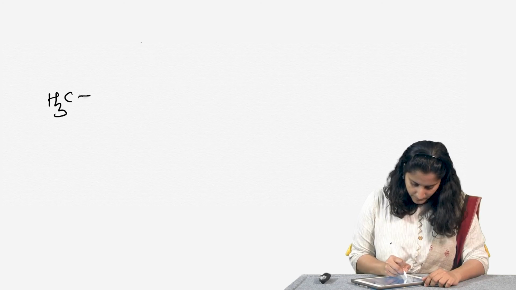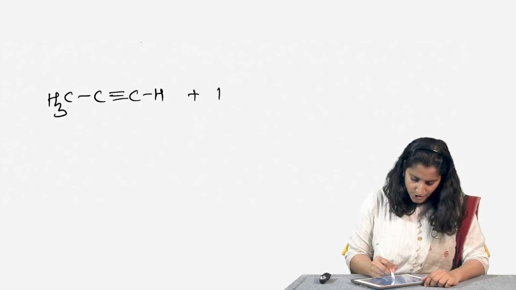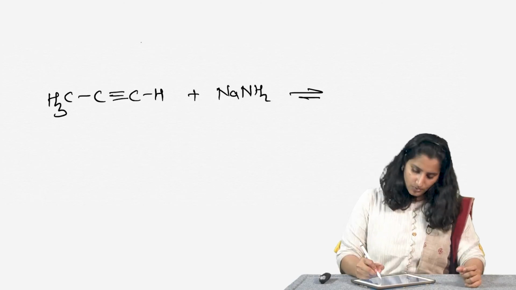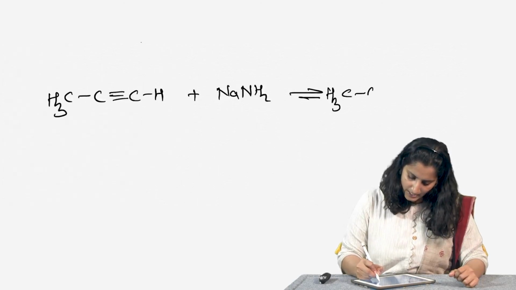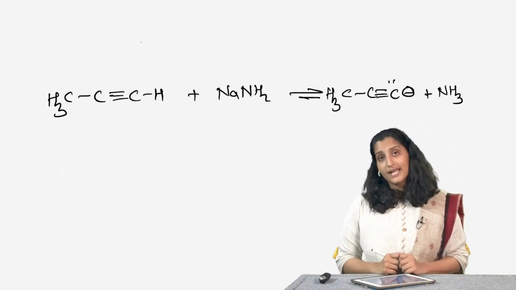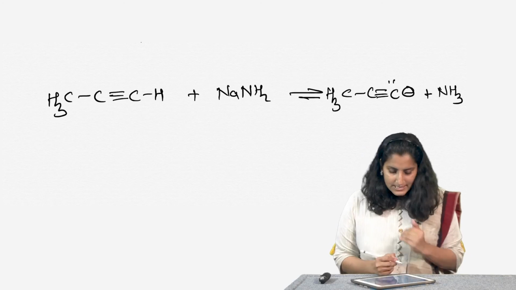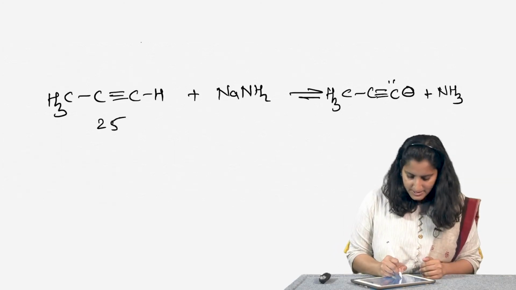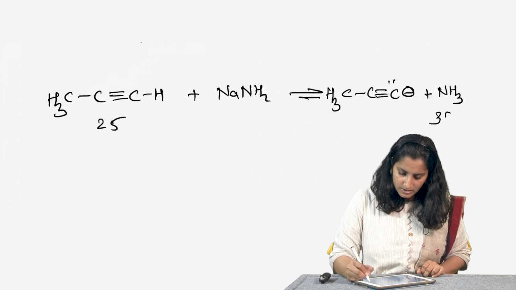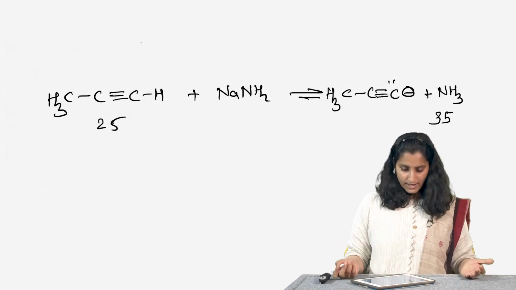But now if I change the base from NaOH to NaNH2, see how the reactivity changes. Now it is going to form the same acetylide ion and it is going to form ammonia as the conjugate acid, right. In this case, the pK on the left hand side is still 25, and the pK on the right hand side is close to 35, right.